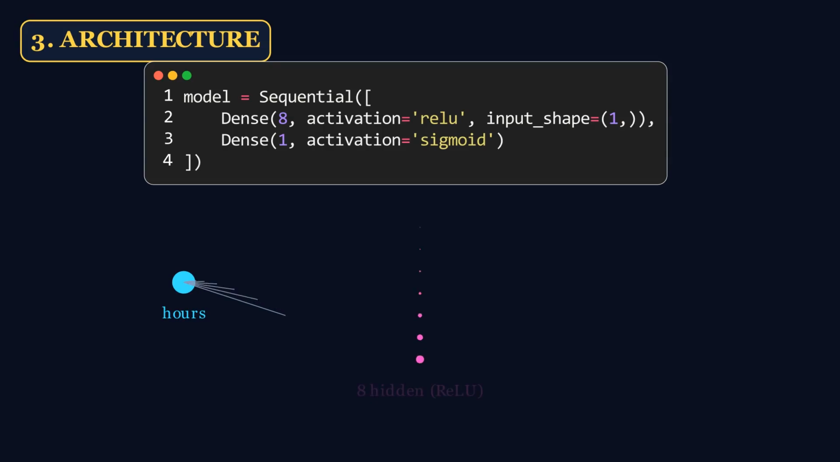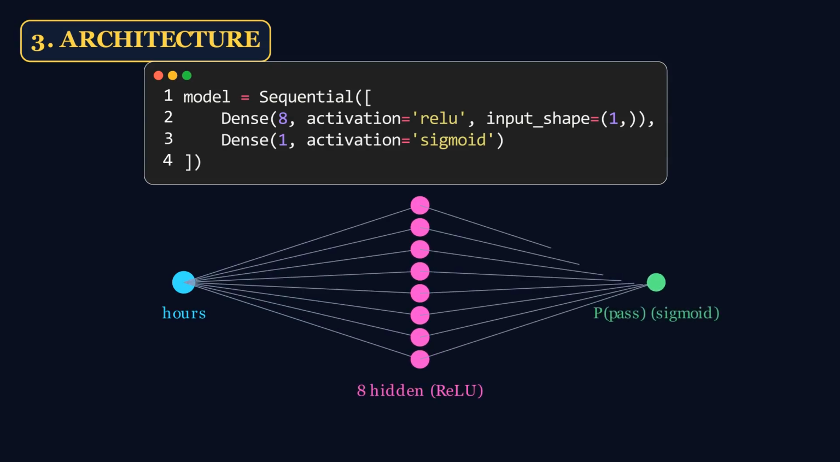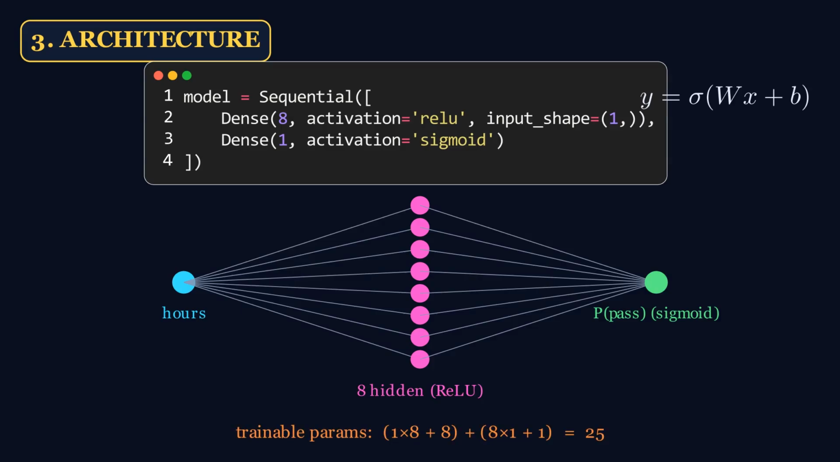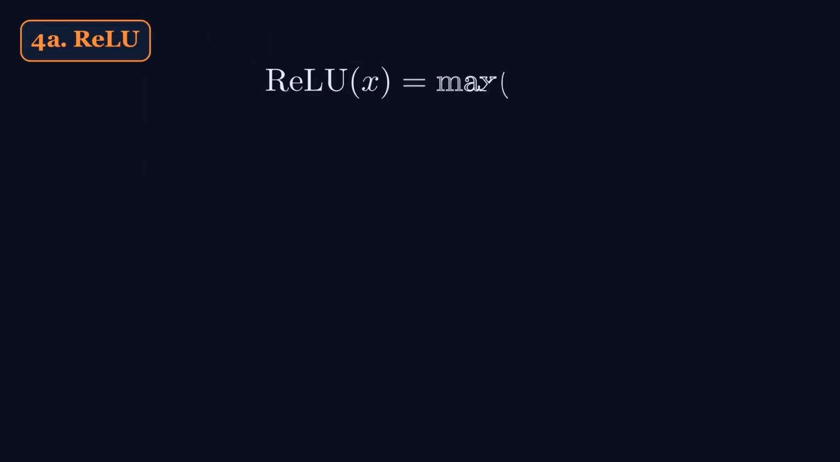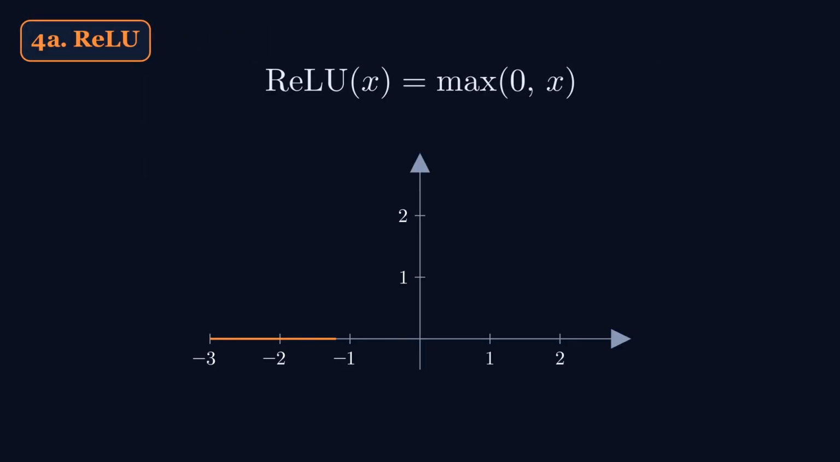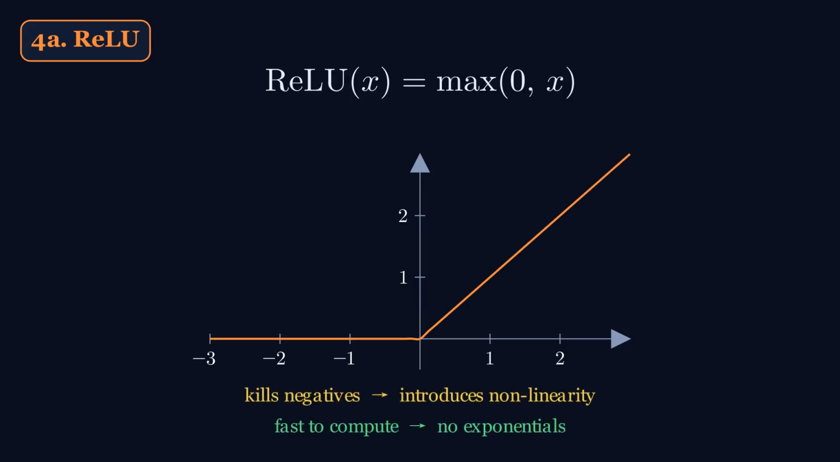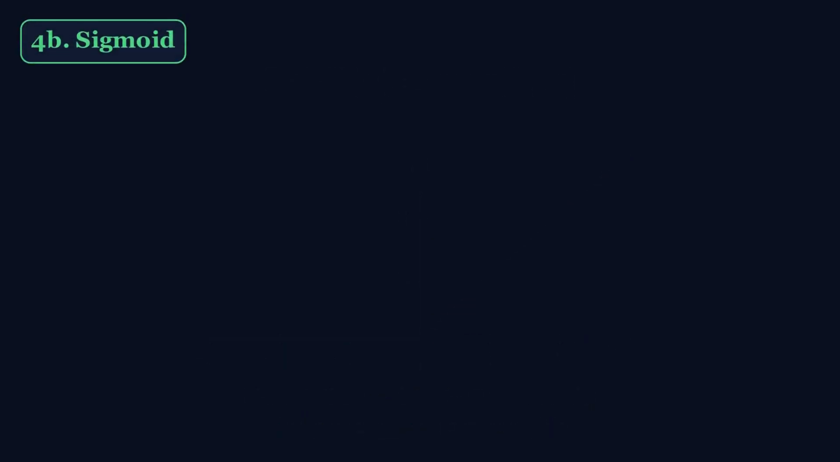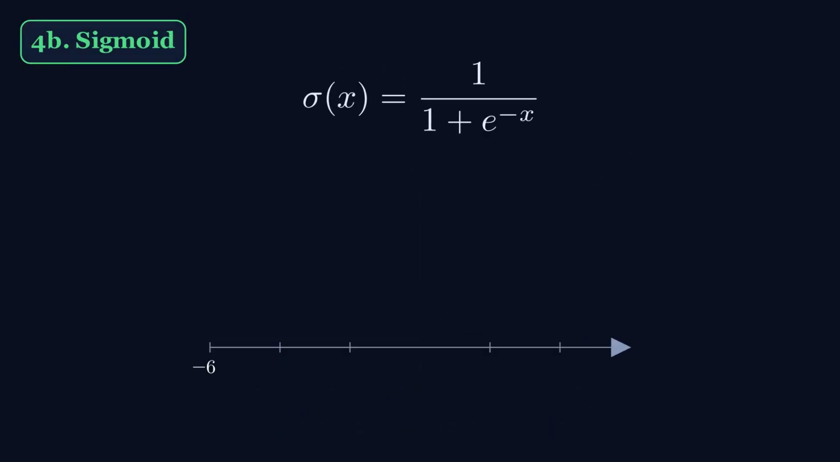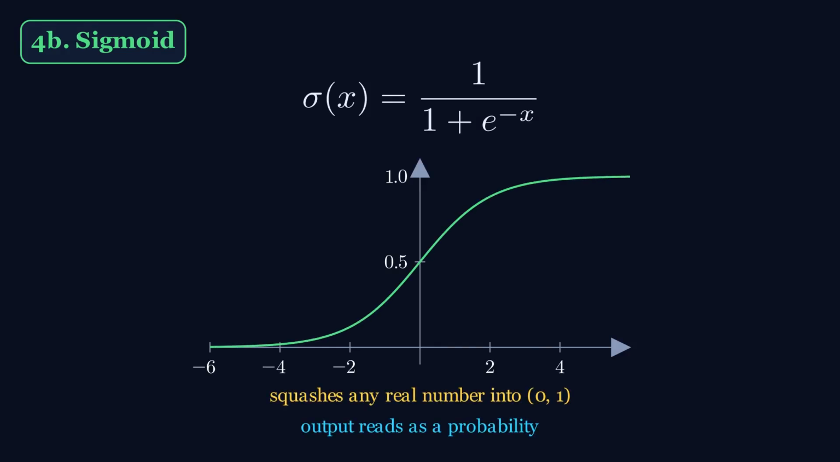The architecture has one input, a hidden layer of 8 neurons with ReLU activation, and one output neuron with sigmoid. ReLU is the rectified linear unit. It returns x when x is positive and 0 otherwise. Simple, fast, and powerful. Sigmoid squashes any real number into the range 0 to 1, and it is sigma of x equals 1 over 1 plus e to the minus x.